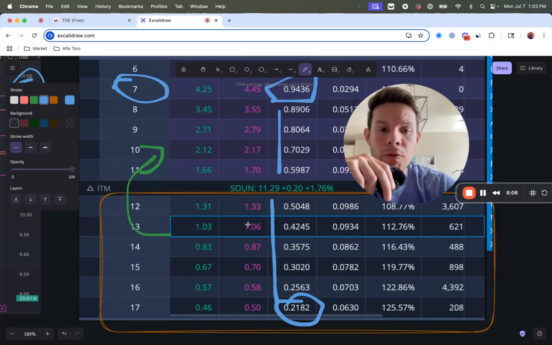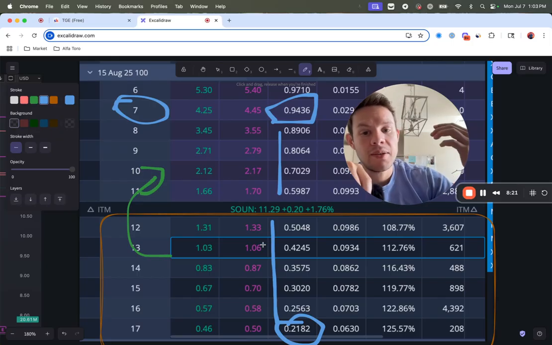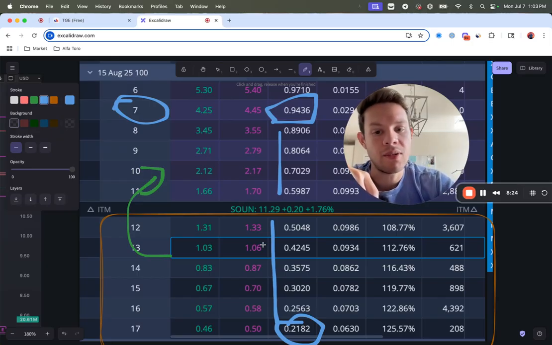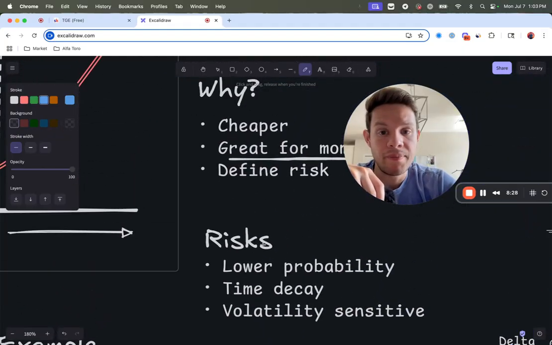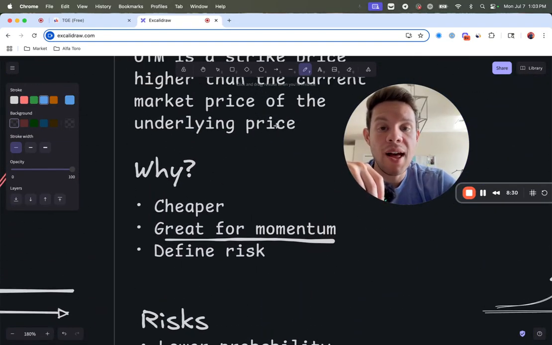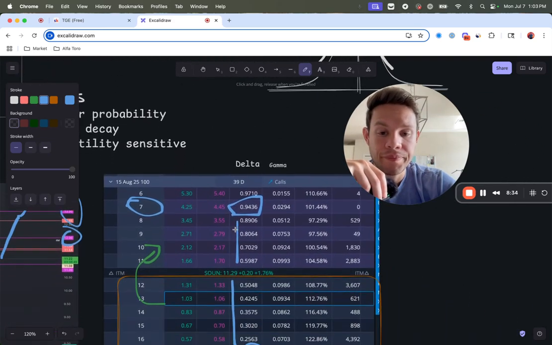When I trade with a six-figure main fund, the cheaper the strike is, the more capital efficient I can be. I can use less capital to still make a good return on it. Okay, so that's reason number one. Two, out of the money call options are great for momentum.